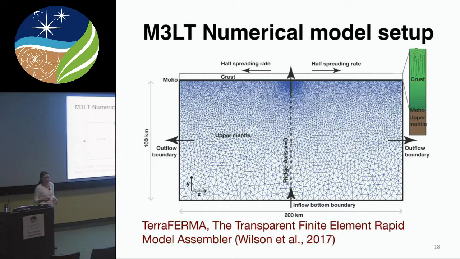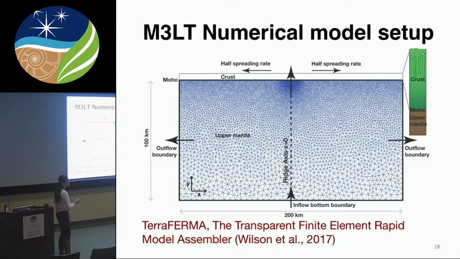So now I'm going to actually solve the equation. I solved the equations in non-dimensional form, and they are discretized in finite element space and finite difference in time. So at the top of my rectangular domain, this is the ridge axis. And then at the top, half spreading rate is imposed on both sides, so it's pulling apart at the top. And the mantle upwelling is imposed here, and I have an outflow boundary on the sides.